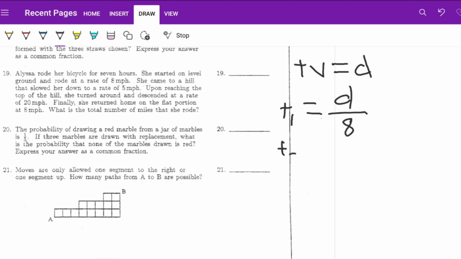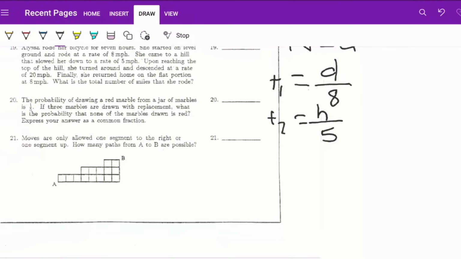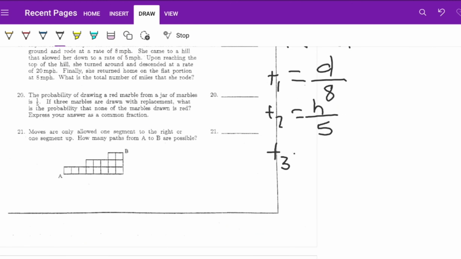And then in the second portion, when she's climbing up the hill, the distance is H. Let's call it H for hill. And then we know she went at a rate of 5 miles per hour, so H over 5. And T3, she goes down the hill, same logic, and then T4 is just the same route, so D over 8.